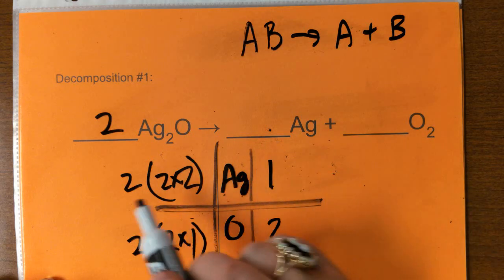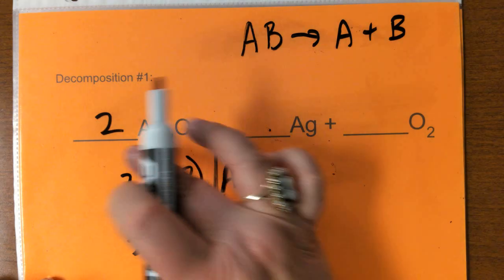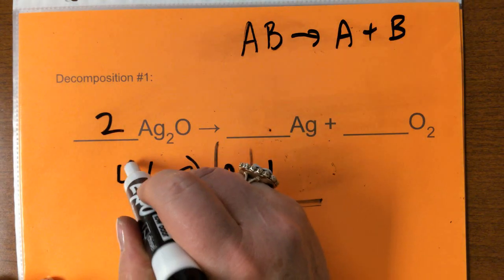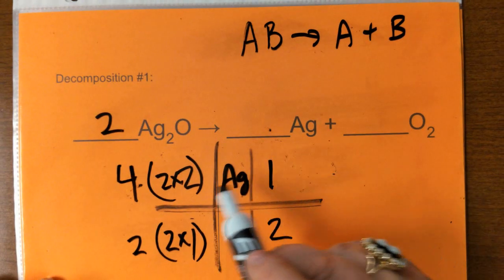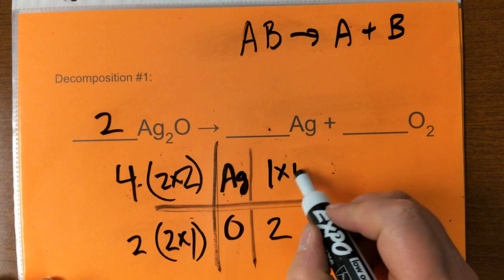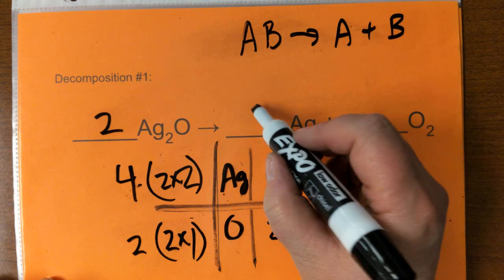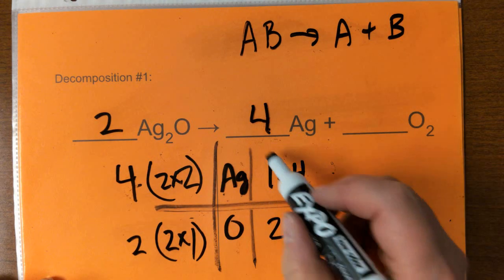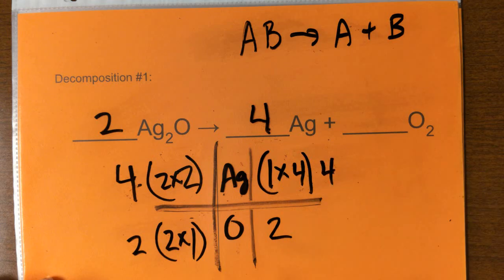Okay, I only have 1. For me to get, 2 by 2 gives me 4 silver on that side. For me to get 4 on this side, I would need to multiply this by 4. So I'm going to put a 4 in front of there. That gives me 4 silver.